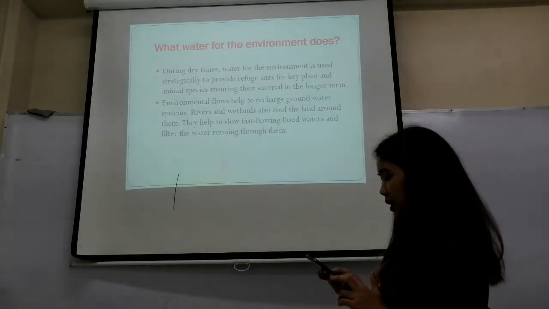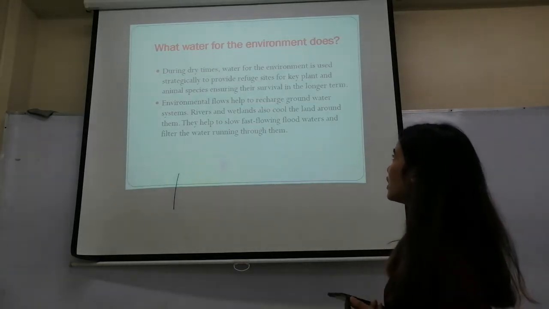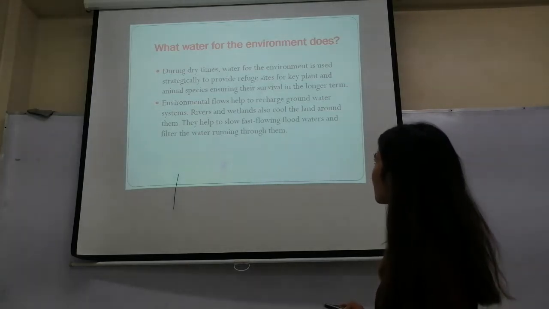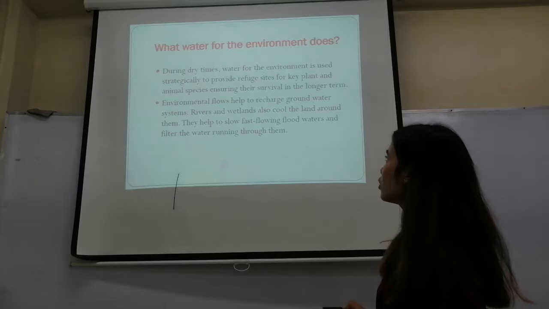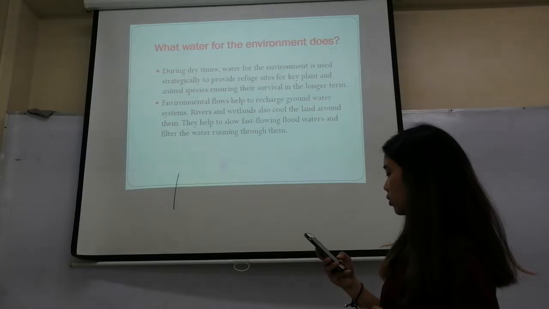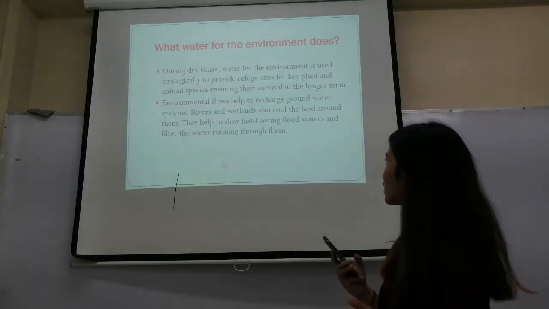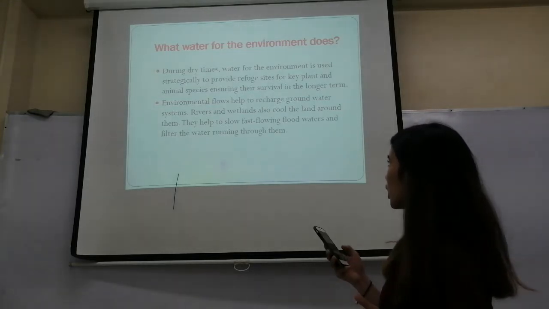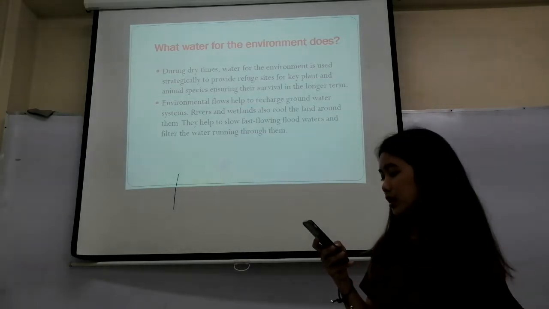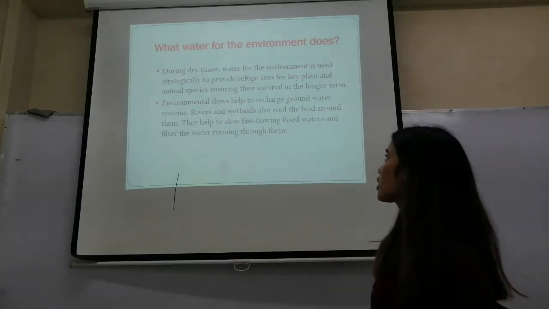What does water for the environment do? During dry times, water for the environment is used strategically to provide refuge sites for key plant and animal species, ensuring their survival in the longer term. Environmental flows help to recharge groundwater systems. Rivers and wetlands also cool the land around them. They help to slow fast-flowing flood waters and filter the water running through them. Flows spread out onto the floodplain, depositing sediments which in turn enrich the soil and increase productivity for agriculture.